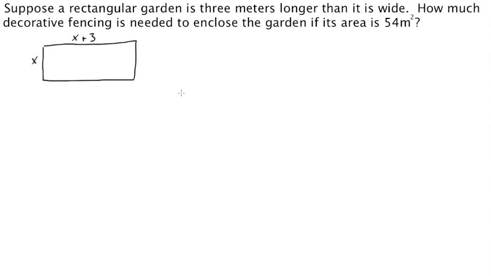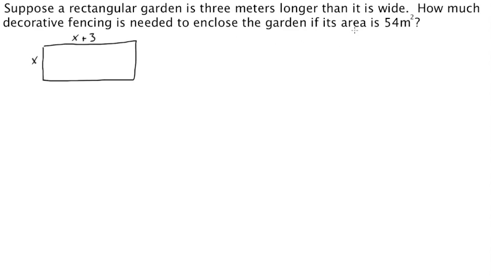So we are asked to find how much decorative fencing is needed to enclose the garden. So how much fencing is needed to go all the way around the garden? If we think about that, that's just asking us to find the perimeter of this rectangle. So once we know what x is, we can pretty easily find the perimeter of this rectangle. But in order to do that, we need to do a little bit more work. So the perimeter is what we're wanting to find. Let's look at the problem and see what other information we've been given.